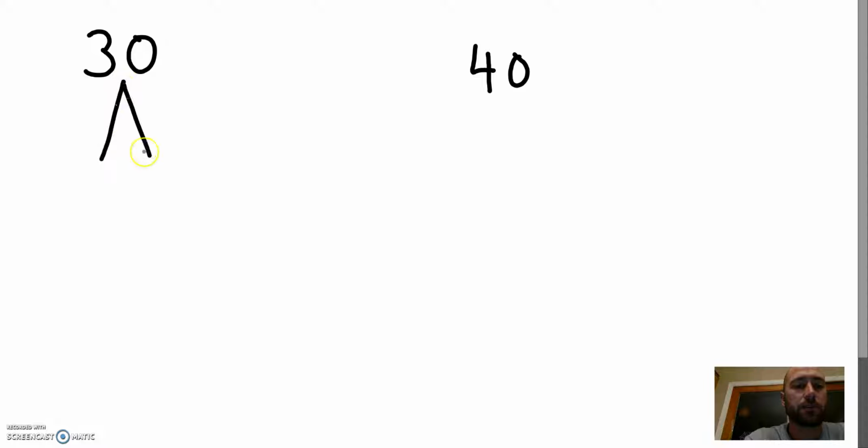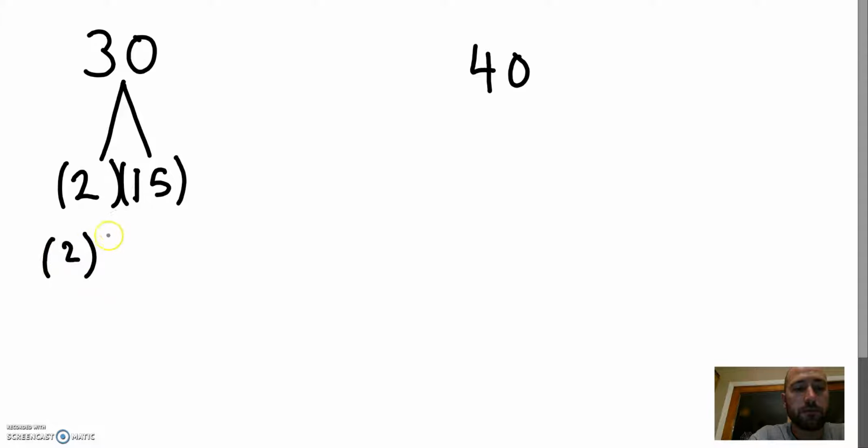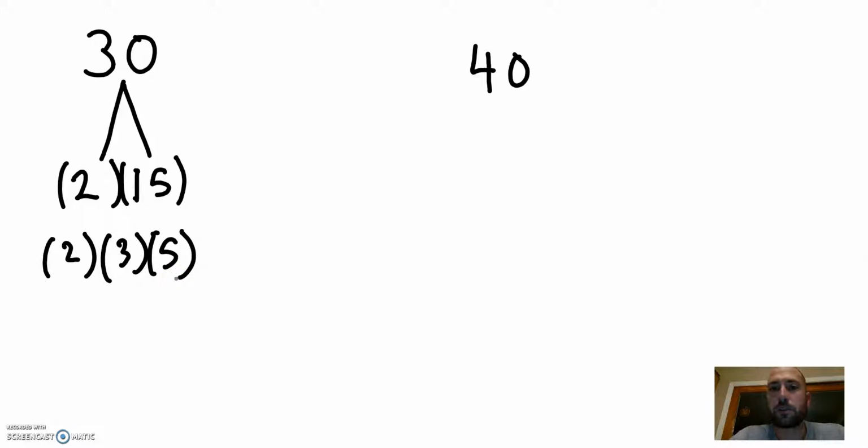So, for instance, if I have 30, I can factor 30 into 2 times 15. Those are both factors of 30. That is factored, but they're not all prime numbers. So 2 is a prime number, so that would continue to be 2. 15 can be broken down to 3 and 5. Now, the numbers 2, 3, and 5 are prime numbers, so that is completely factored down to prime numbers. We're going to take that same concept.